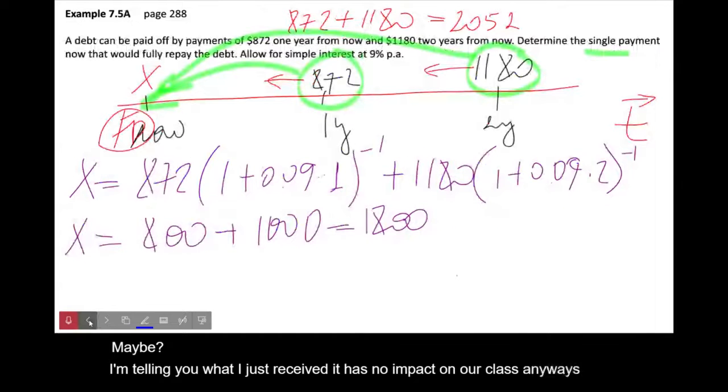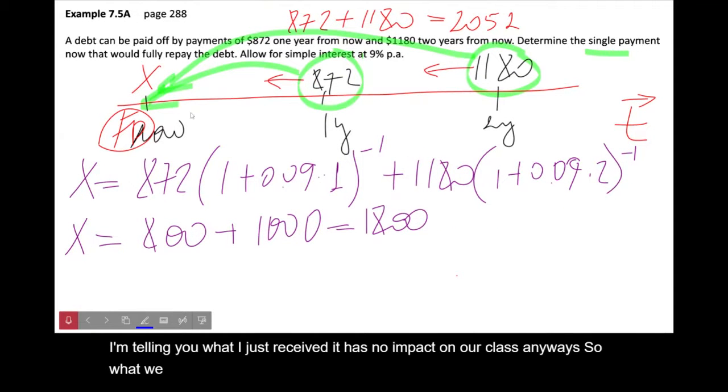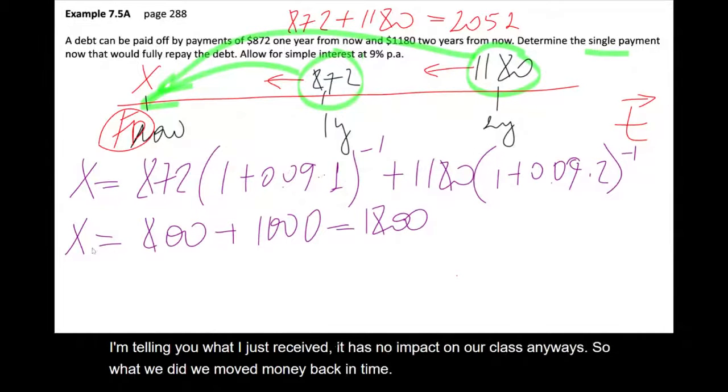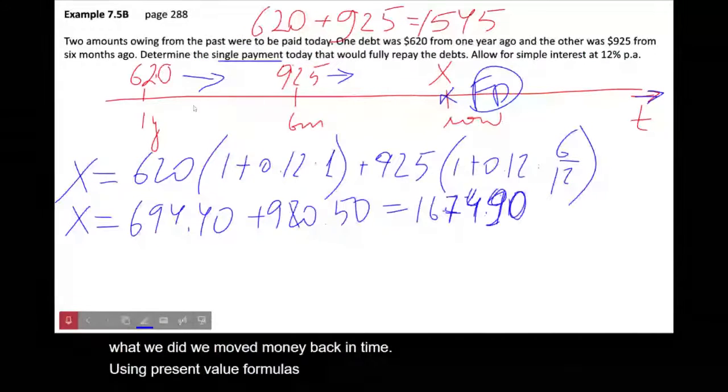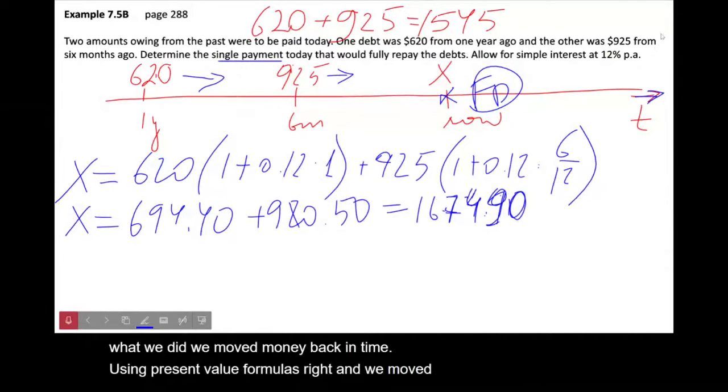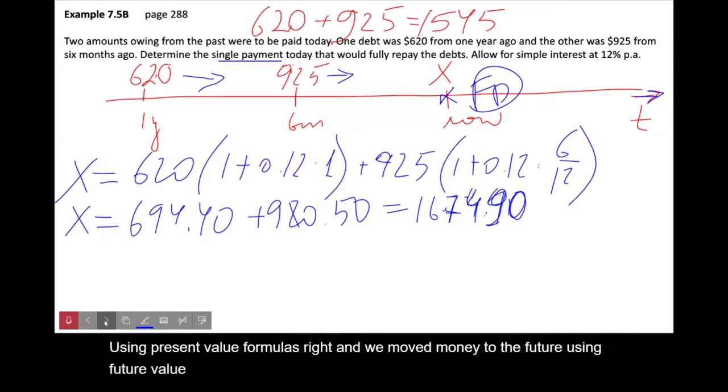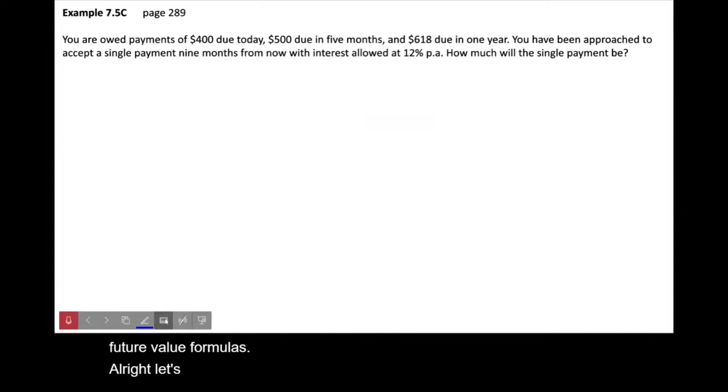So what we did, we moved money back in time using present value formulas, and we moved money to the future using future value formulas. Let's see more scenarios here.